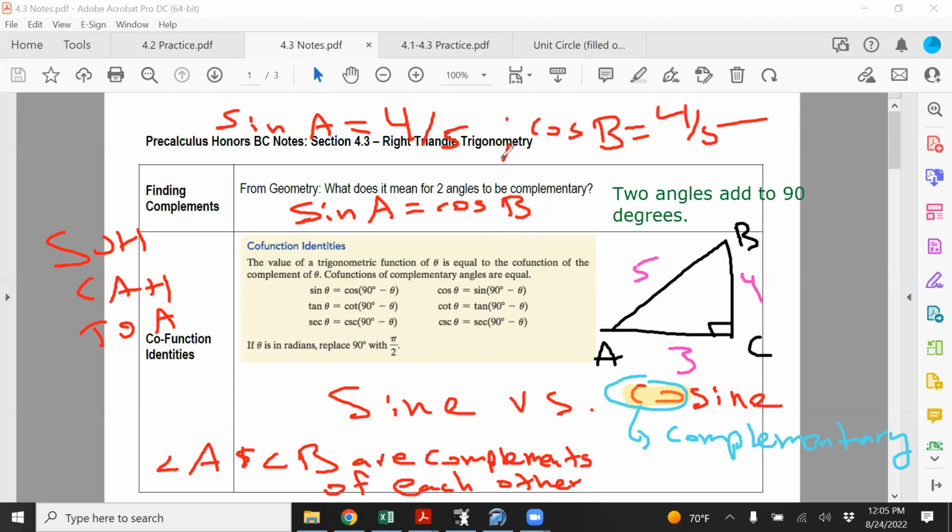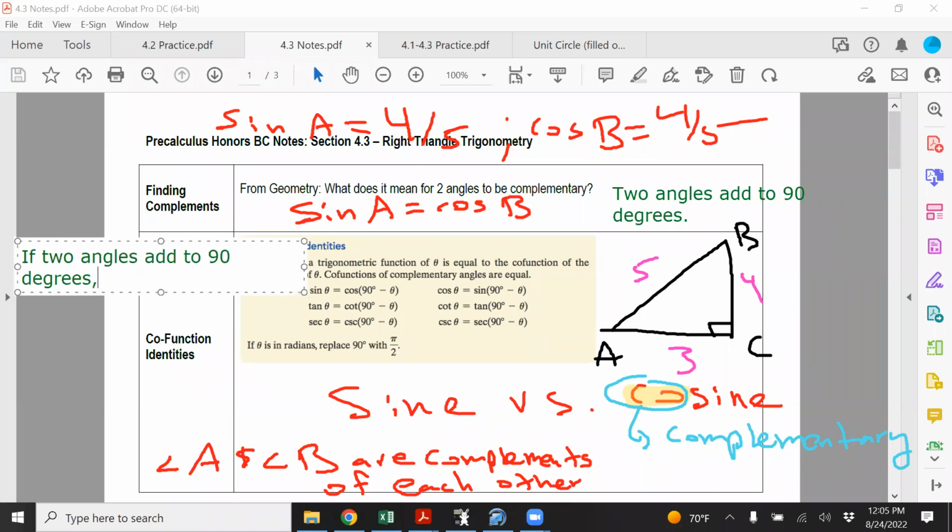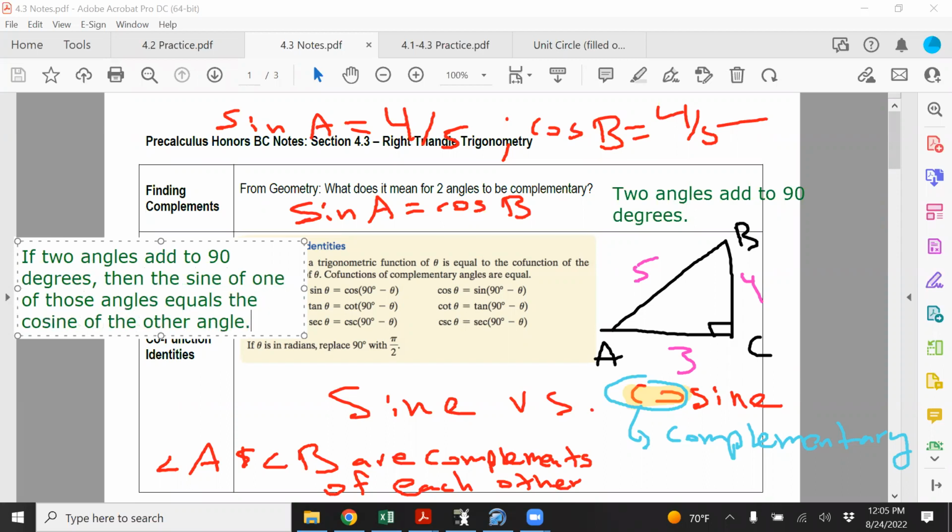So let me actually write that out, because that's kind of key to what I just said. I'll write it off to the side here. If two angles add to 90 degrees, then the sine of one of those angles equals the cosine of the other angle.